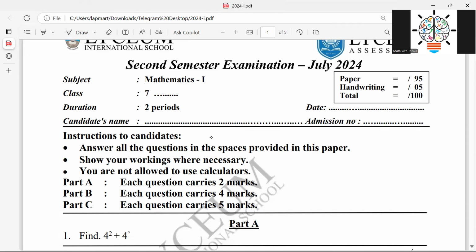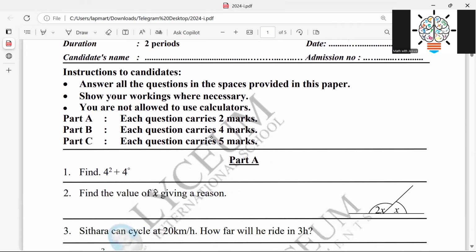Right. So we'll move to part A. In paper 1, we have part A. We want to find the value, right? You just see how I'm writing.